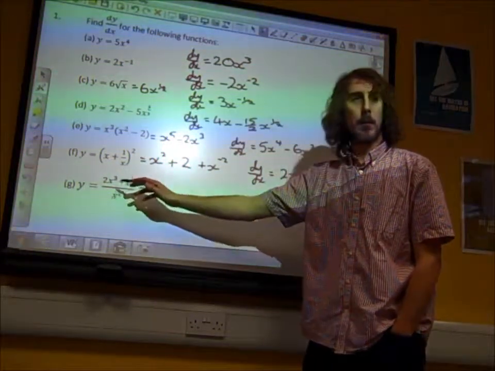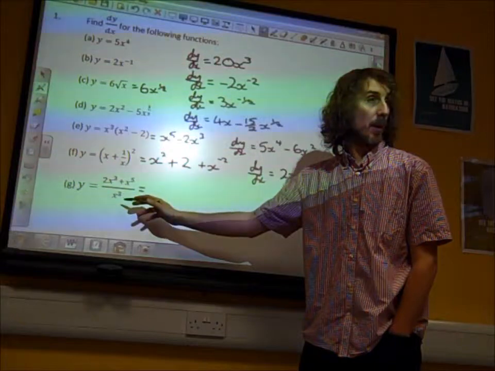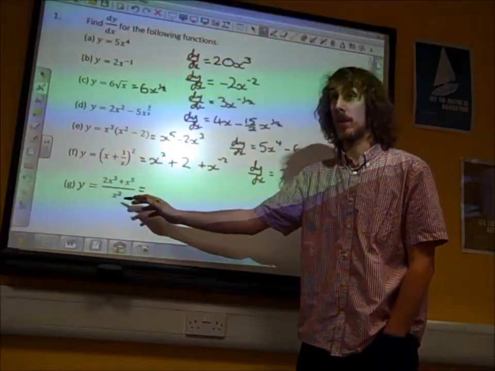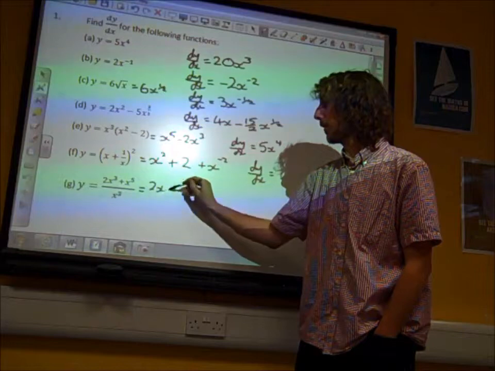Okay, so if we do this, we need to simplify the fraction first, don't we? Common denominator, split it up into 2 separate fractions.